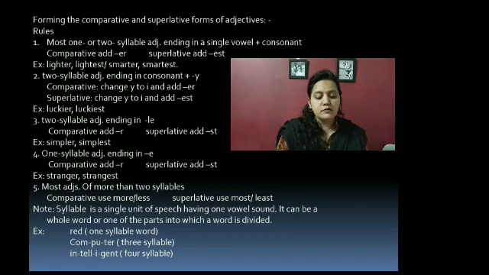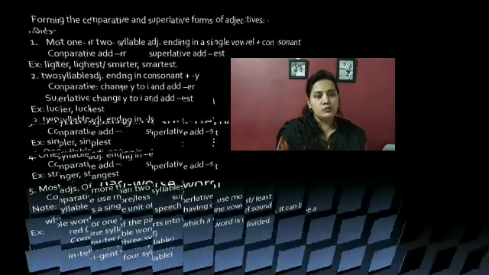Then most adjectives of more than two syllables. There are many adjectives which are of more than two syllables, like the example I have given you, intelligent. So intelligent is a four syllable word. So what you have to do in that case is use more or less with the comparative, and with the superlative you have to use most or least. So for example, more difficult, most difficult, more wonderful, most wonderful.